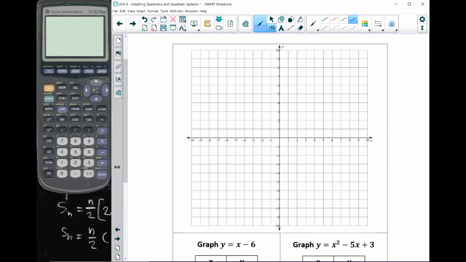Hello all. So today is the last example of quadratic linear systems. And without any further ado, let's do the last official lesson of Applied Algebra 1.